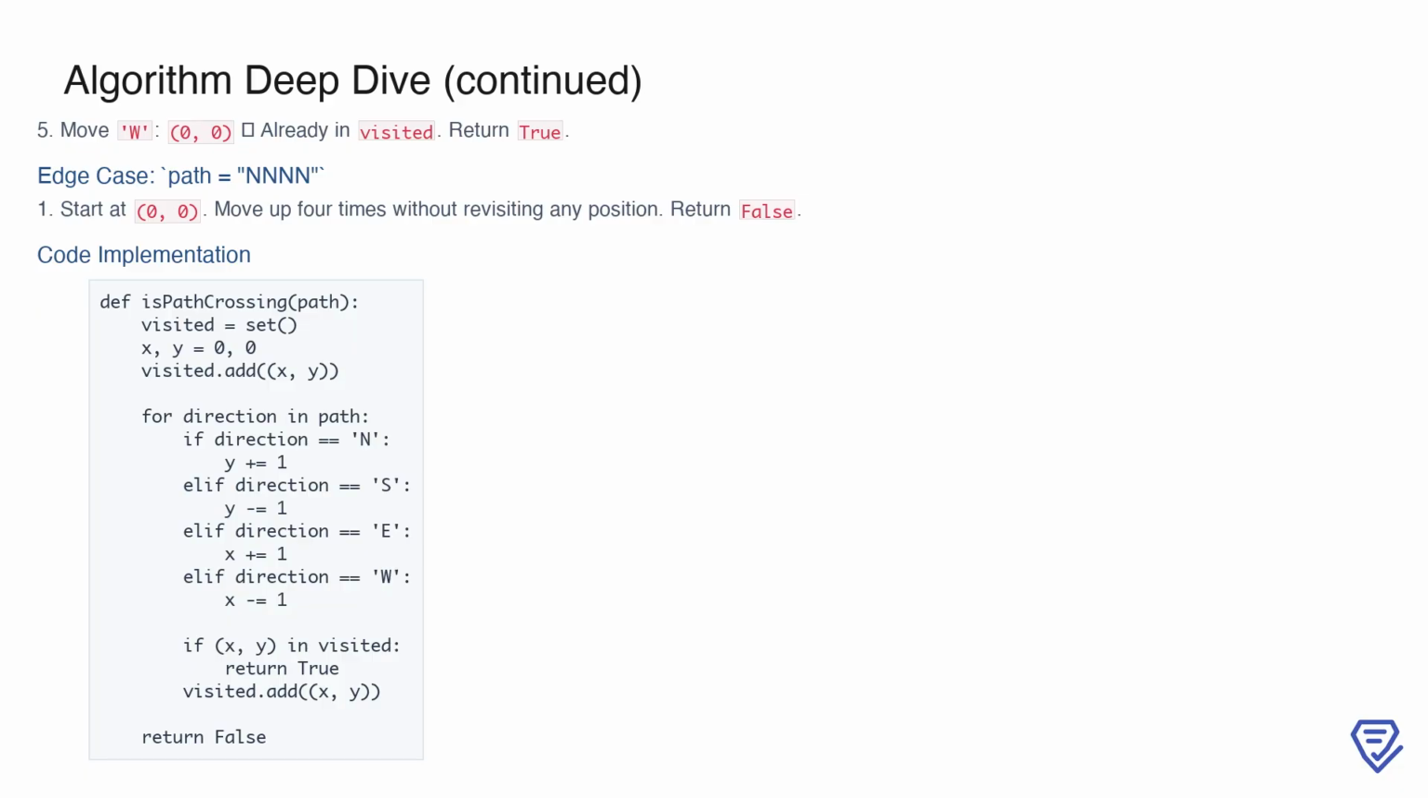On the other hand, for a path like NNNN, we start at 0,0 and move up 4 times, reaching new positions each time. Since no position is revisited, the function returns false.